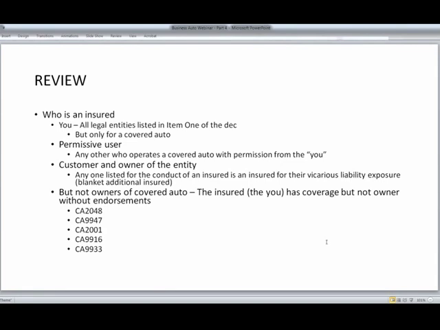So you need to add CA 9947 to cover the owner of the vehicle for the liability for owning the vehicle. CA 201 is the additional insured lessor and loss payee. This is for the finance companies. This is when your insured has a finance lease where they lease the vehicle from the leasing company, and the leasing company under contract requires them to not only provide coverage for that vehicle but also to add them as additional insured and to send them cancellations.